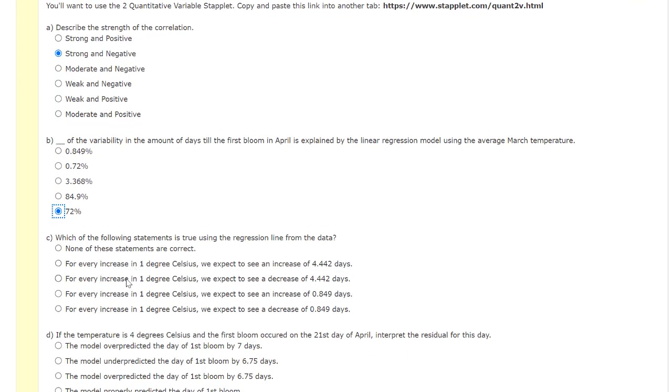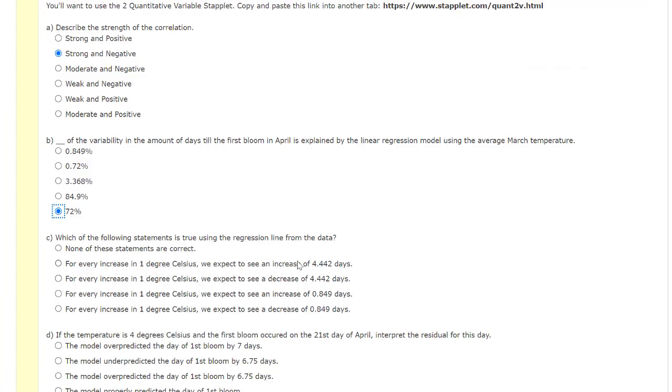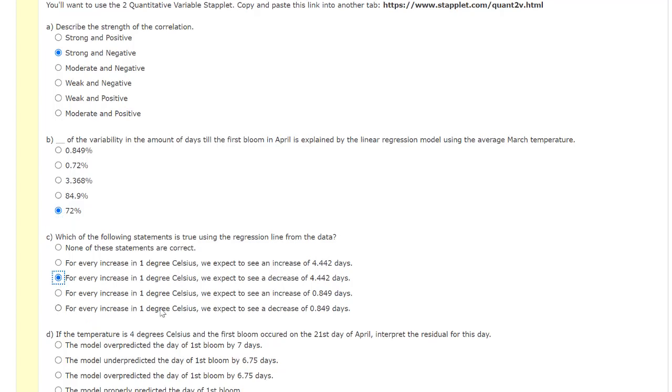Which of the following statements is true using the regression line from the data? So it looks like we're looking at our slope. So we go to the equation for our regression line, right? And that's not the slope, that's the y-intercept. The slope is negative, and it's in front of x. So it's about negative 4.44. So we're going to look at our options. We expect a decrease, not an increase. There's a 4.44, and it has to be a decrease. So there you go. That's the correct answer on that one.